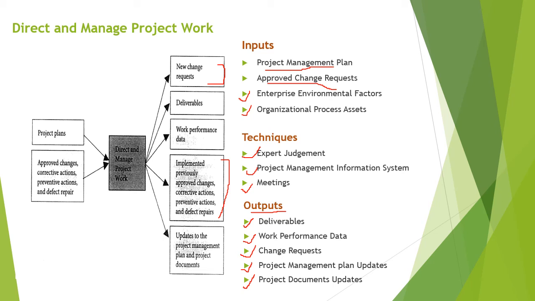As you can see in the picture on your left, it very clearly defines the inputs and outputs of direct and manage project work. The overall inputs are the subsidiary project management plans and approved change requests, along with environmental factors and organizational process assets. And the outputs are new change requests, deliverables, work performance data, implemented previously approved change requests or corrective actions and preventive actions and defect repairs, and updates to the project management plan and project documents.